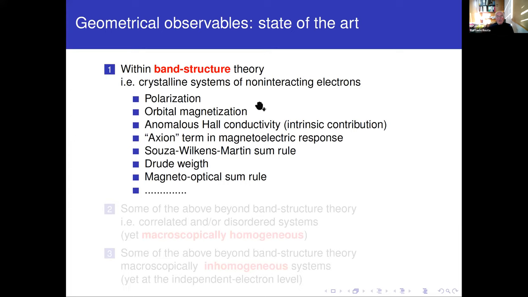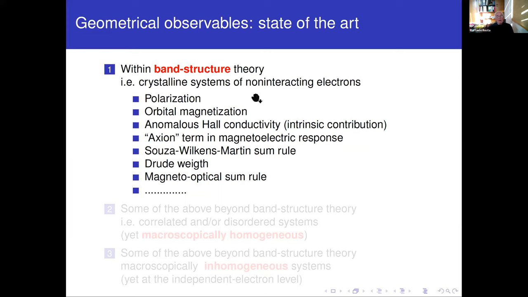I will try to touch some of those. First of all, part one will be within band structure theory. Band structure theory, I mean crystalline systems of non-interacting electrons in the mean-field sense. That means either Hartree-Fock or Kohn-Sham. So our orbitals are either Hartree-Fock or Kohn-Sham, and the interaction is kept only at the mean-field level. For those, there are several observables.